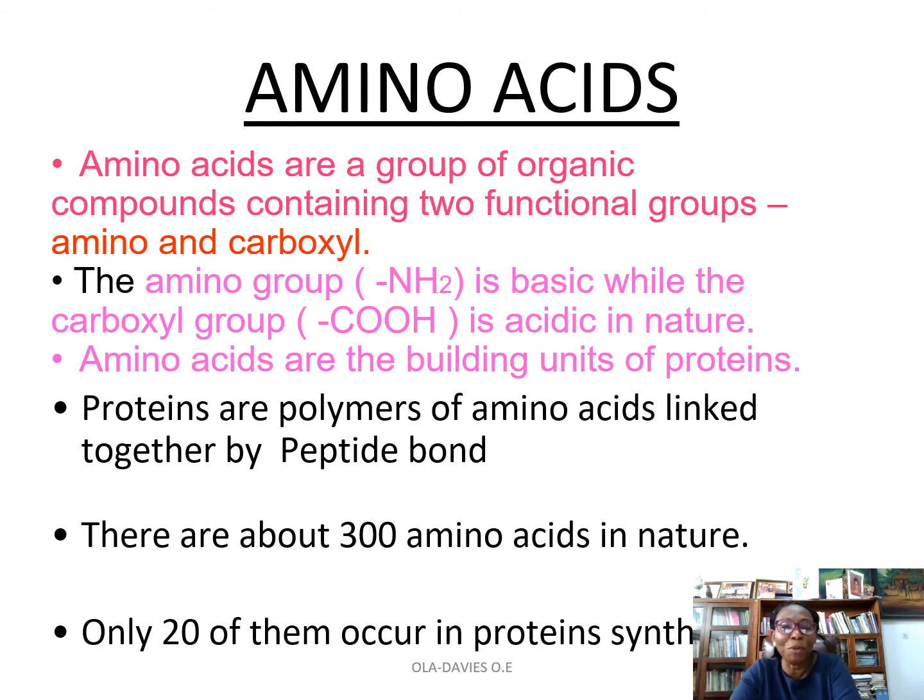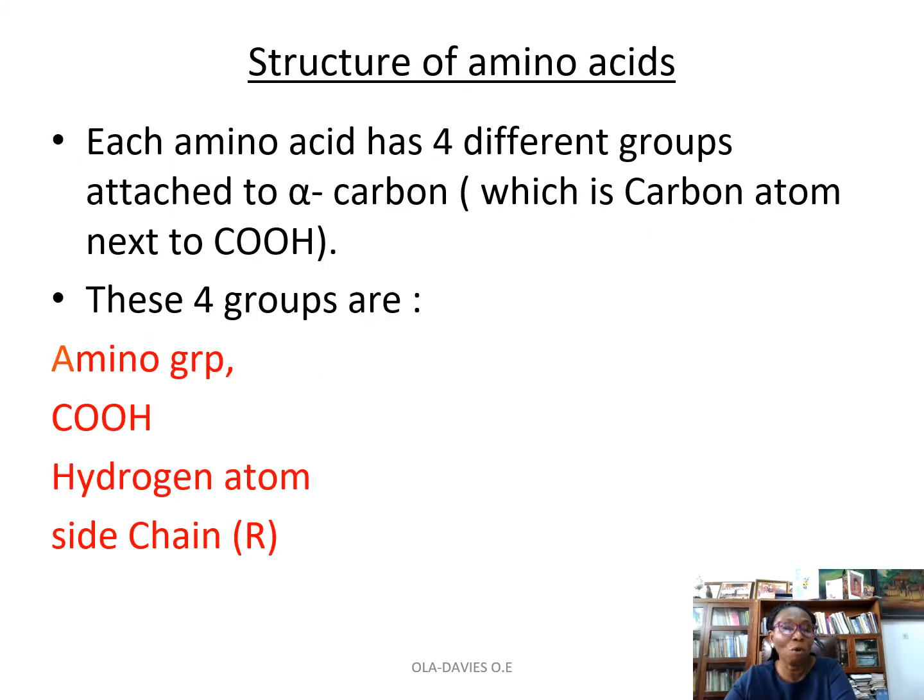Amino acids are the building units of protein. We said that earlier on. And proteins are polymers of amino acids linked together by peptide bonds. There are about 300 amino acids in nature, but only 20 of them occur in protein synthesis. Those 20 are called standard amino acids. Only those 20 are very important, and they're the ones that are found in proteins.